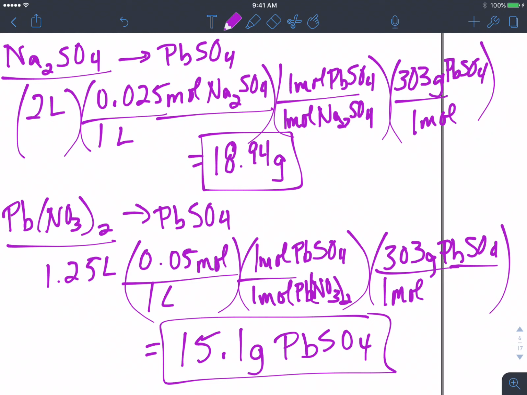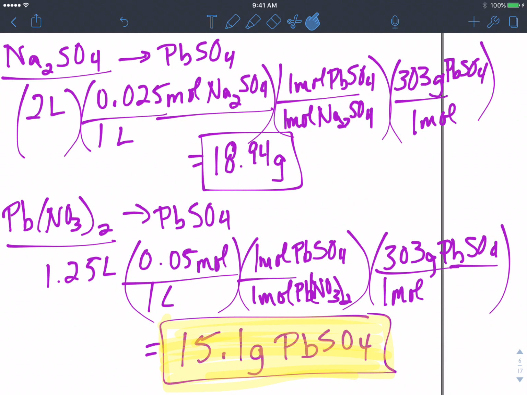So now the question becomes, how much will you actually get? Well, hopefully you can see that lead 2 nitrate must be our limiting reactant, because we can only get 15.1 grams of lead sulfate with that amount of lead ions. And so we will end up with 15.1 grams of lead 2 sulfate.